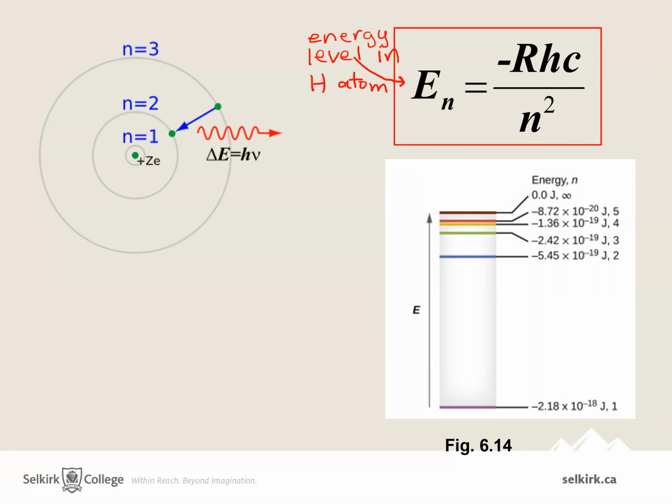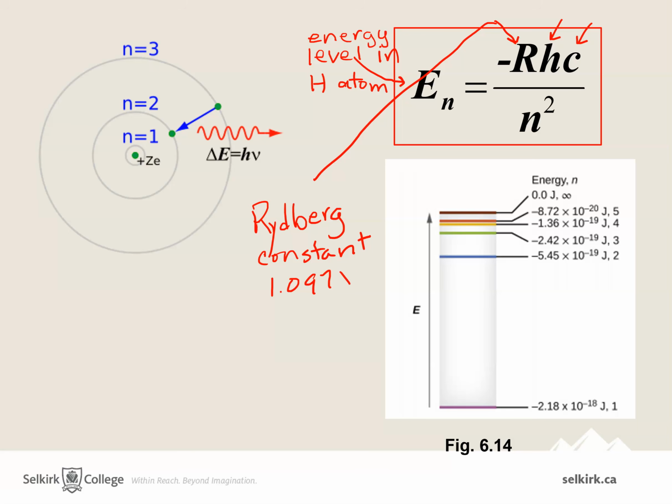In the numerator, I have a bunch of physical constants, and you recognize some of them. That h is Planck's constant. Already talked about that. That c is the speed of light. Already talked about that. The capital R is called the Rydberg constant, and maybe I'll write it over here. Rydberg. And its value is 1.097 times 10 to the 7 reciprocal meters. Remember, I'll always give you the physical constants.